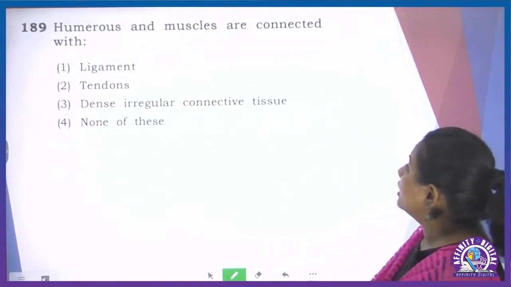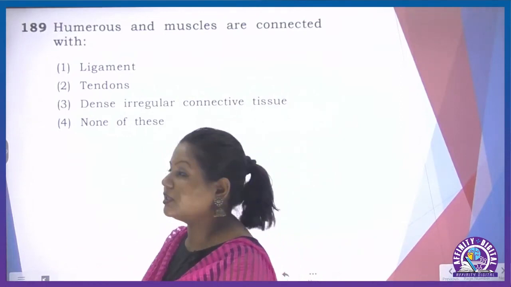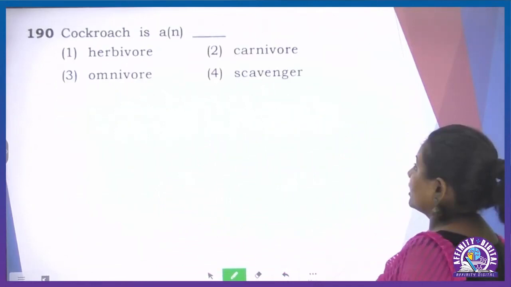Humerus and the muscles are connected with each other with the help of what? The tendon. So the second option is the correct one.